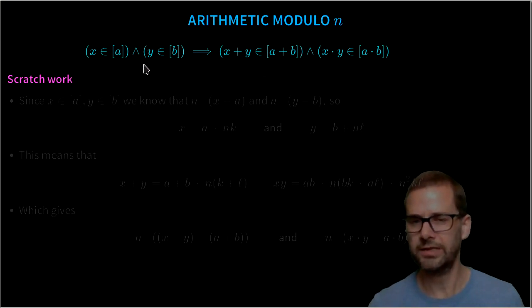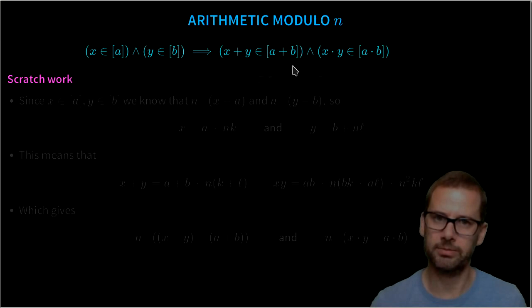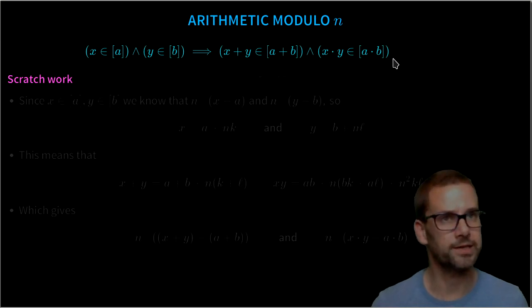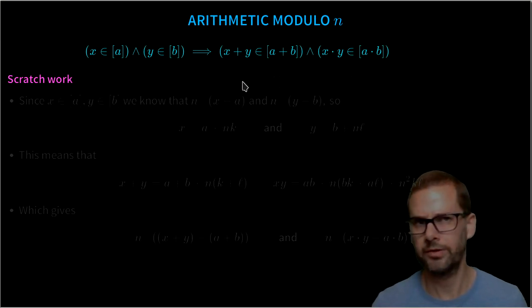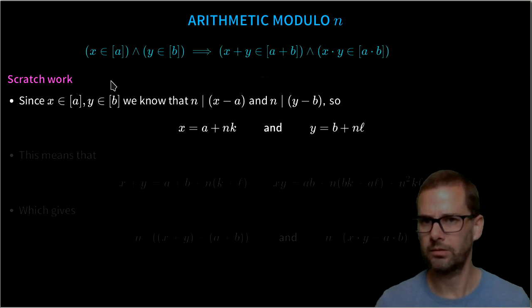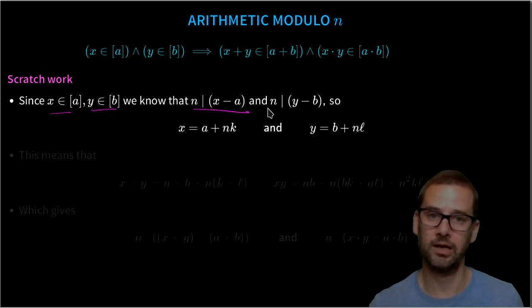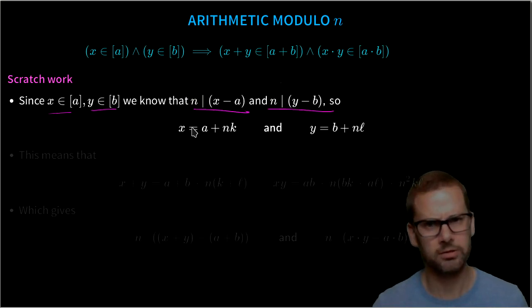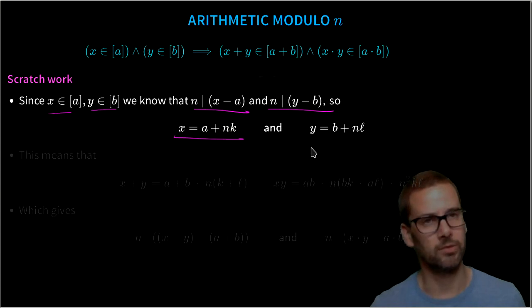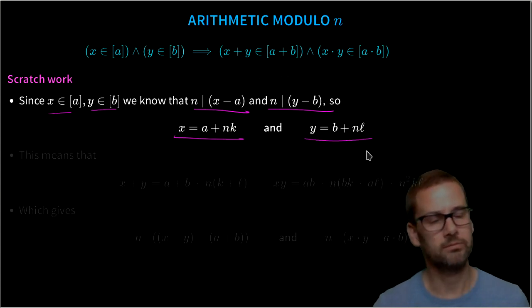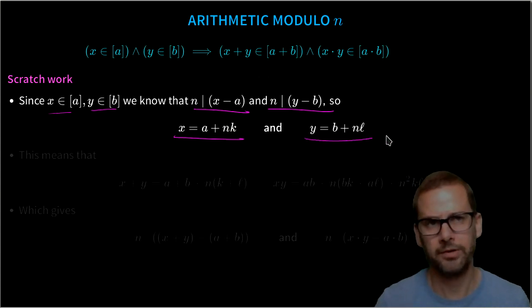I want to prove that if x is in the class of a, y is in the class of b, then x plus y is in here, and x times y is in there. So there's just a little bit of arithmetic to prove this. Well, since x is in the equivalence class of a, and y is in the equivalence class of b, we know that n divides x minus a, and n divides y minus b. So we can turn this around to write x as a plus some multiple of n, and y is b plus some multiple of n. And then the rest is just arithmetic.